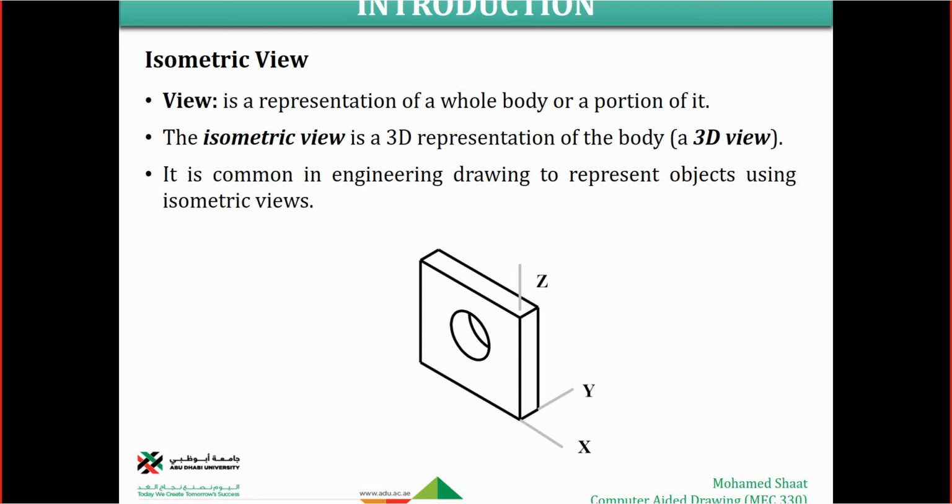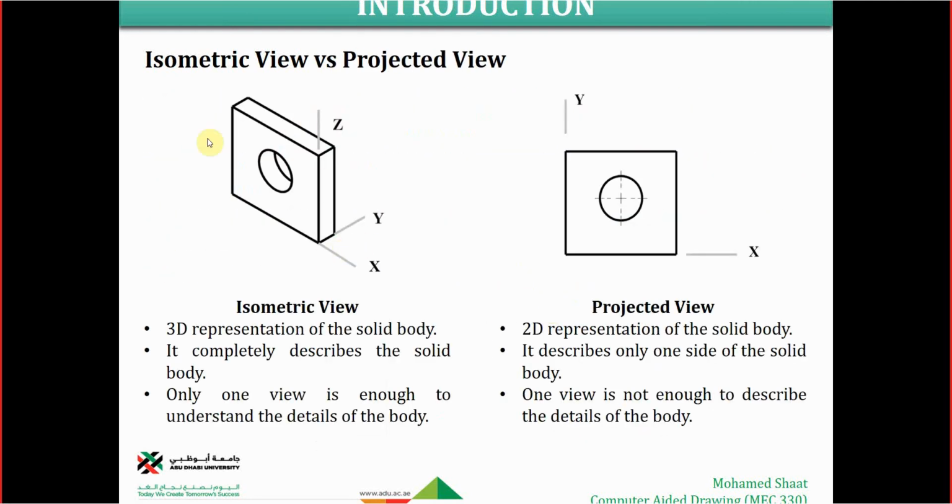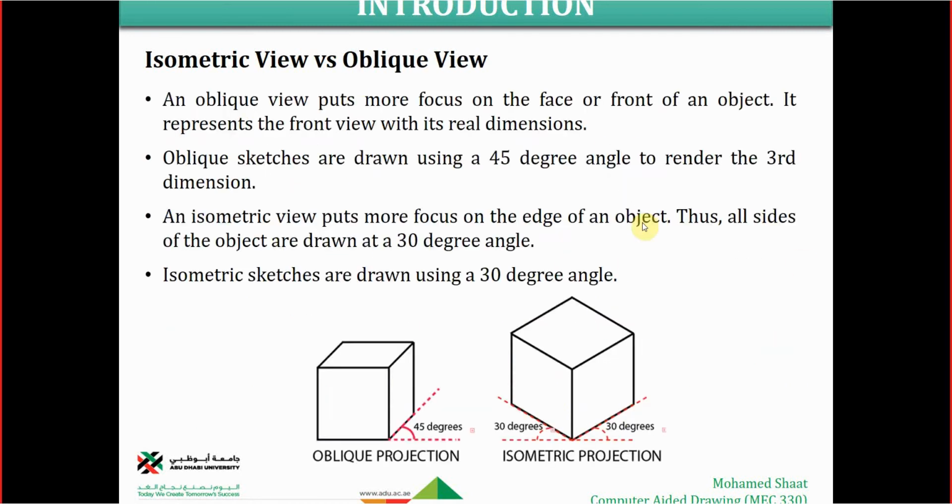So a view in engineering drawing is just a representation of the whole body or a portion of it from a certain angle. This is an engineering view. The view can be a three-dimensional view like this case, or a two-dimensional view like this case. This is a three-dimensional representation, but this is a two-dimensional representation of the same object, by the way. As you can see here, we are working in just XY coordinates, but here we're working over the three coordinates X, Y, and Z. So this is a three-dimensional view. This is a two-dimensional view. Make sense?